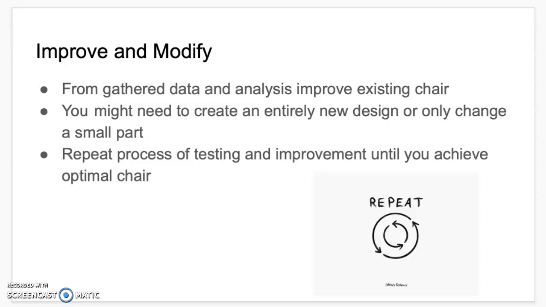The next section is improve and modify. From this gathered data and analysis, you should improve the existing chair. You might need to create an entirely new design of a chair or only change a small part of this chair. After this, you should repeat the process of testing and improving the chair until you have achieved the optimal chair.